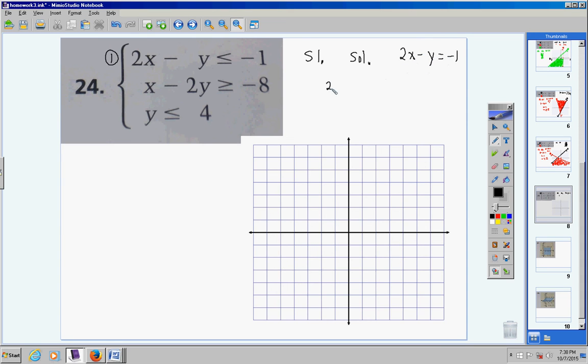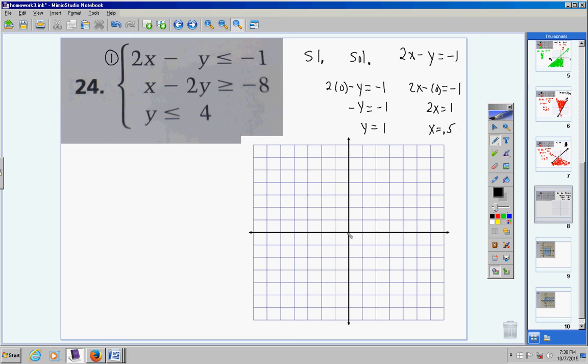So where the x is, I'm going to put a 0. Where the y is, I'm going to put a 0. And here we go. 0 minus y is -y. 2 times 0 is 0. 0 minus y is -y equals a -1. If -y equals -1, then y equals 1. 2x minus 0 is 2x. Divide both sides by 2. X equals 1/2 or 0.5.